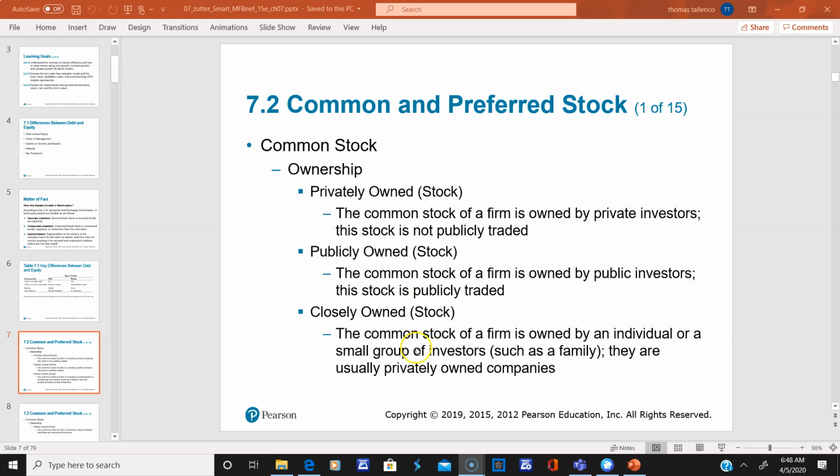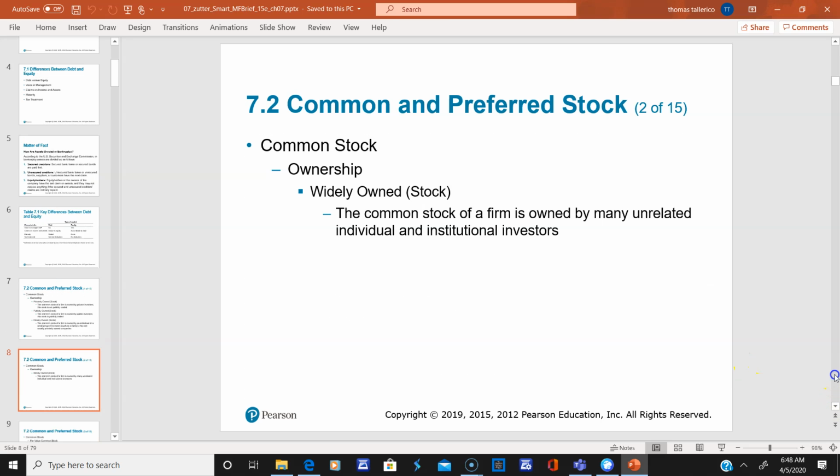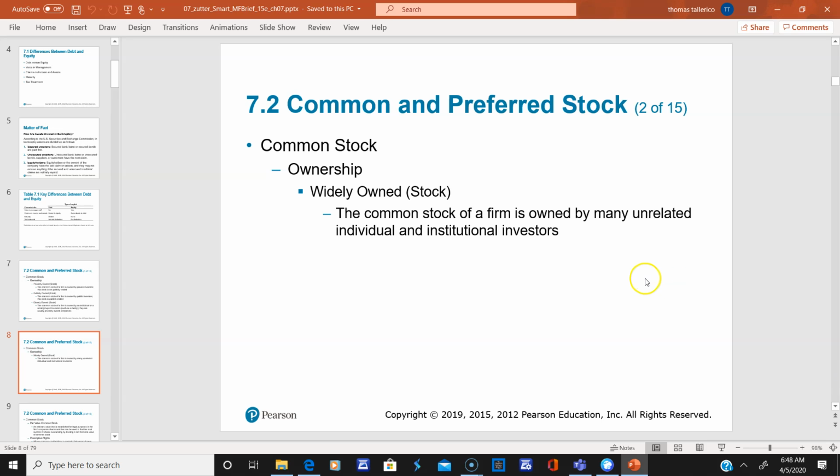And closely owned would be a small group, like a family of investors, right? And that's different than privately owned. So there are subtle differences between privately and closely owned. I believe closely owned would be a lot smaller than the privately owned. This could have outside investors, where most of the time this doesn't. So there are subtle differences. And the most widely owned stock, of course, is common stock. We all trade common stock, right? And that's how that goes.